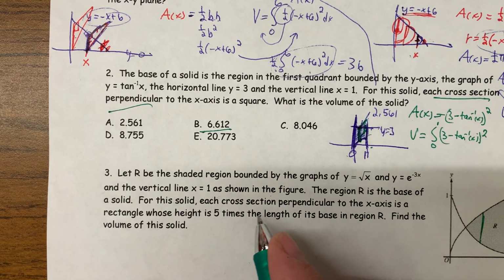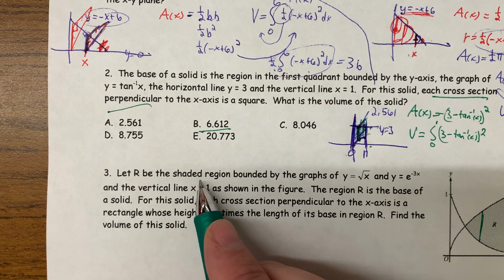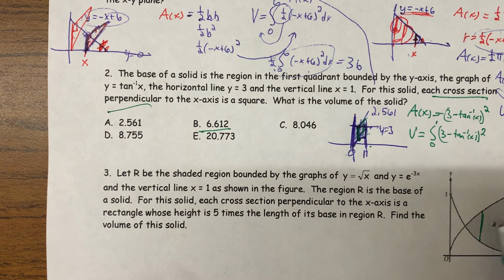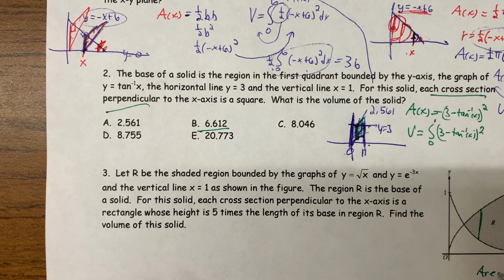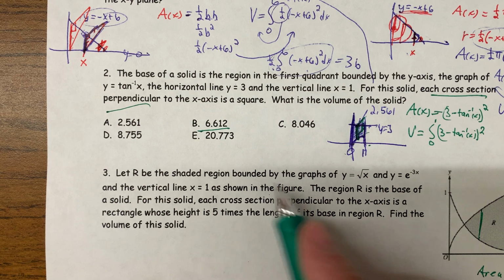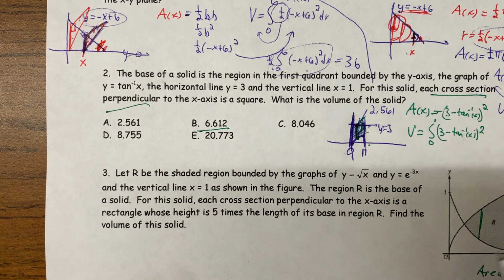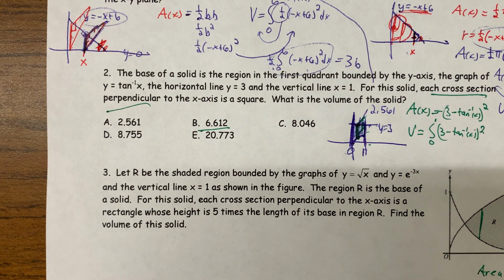All right, guys, I want you to try to do some parts of this one on your own. So you're going to need a calculator again. R is the shaded region. And I want you to start by finding the area of R. So what's the area of R? It's the region bounded by square root of x, e to the negative 3x, and the line x equals 1. So use a calculator. You should start by graphing them.